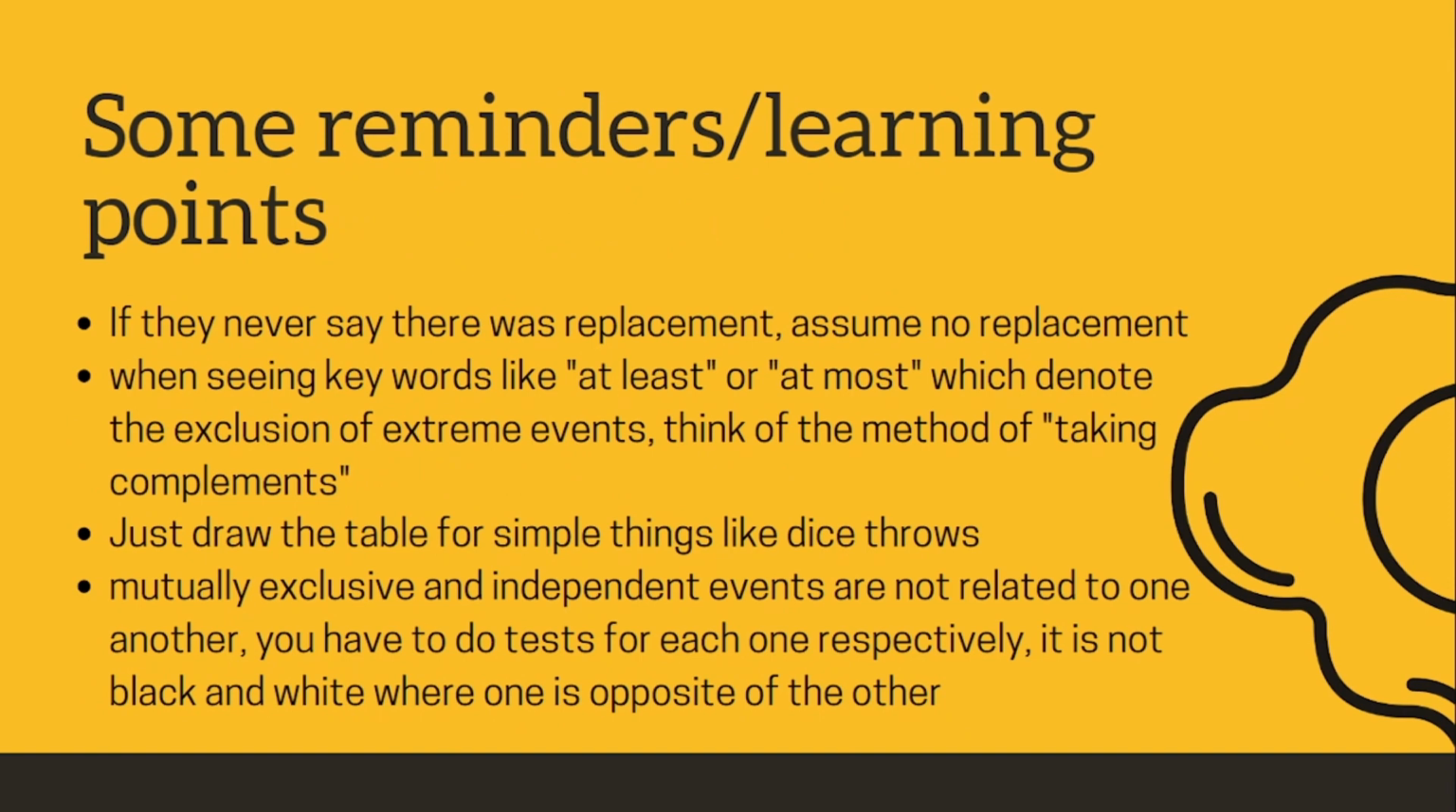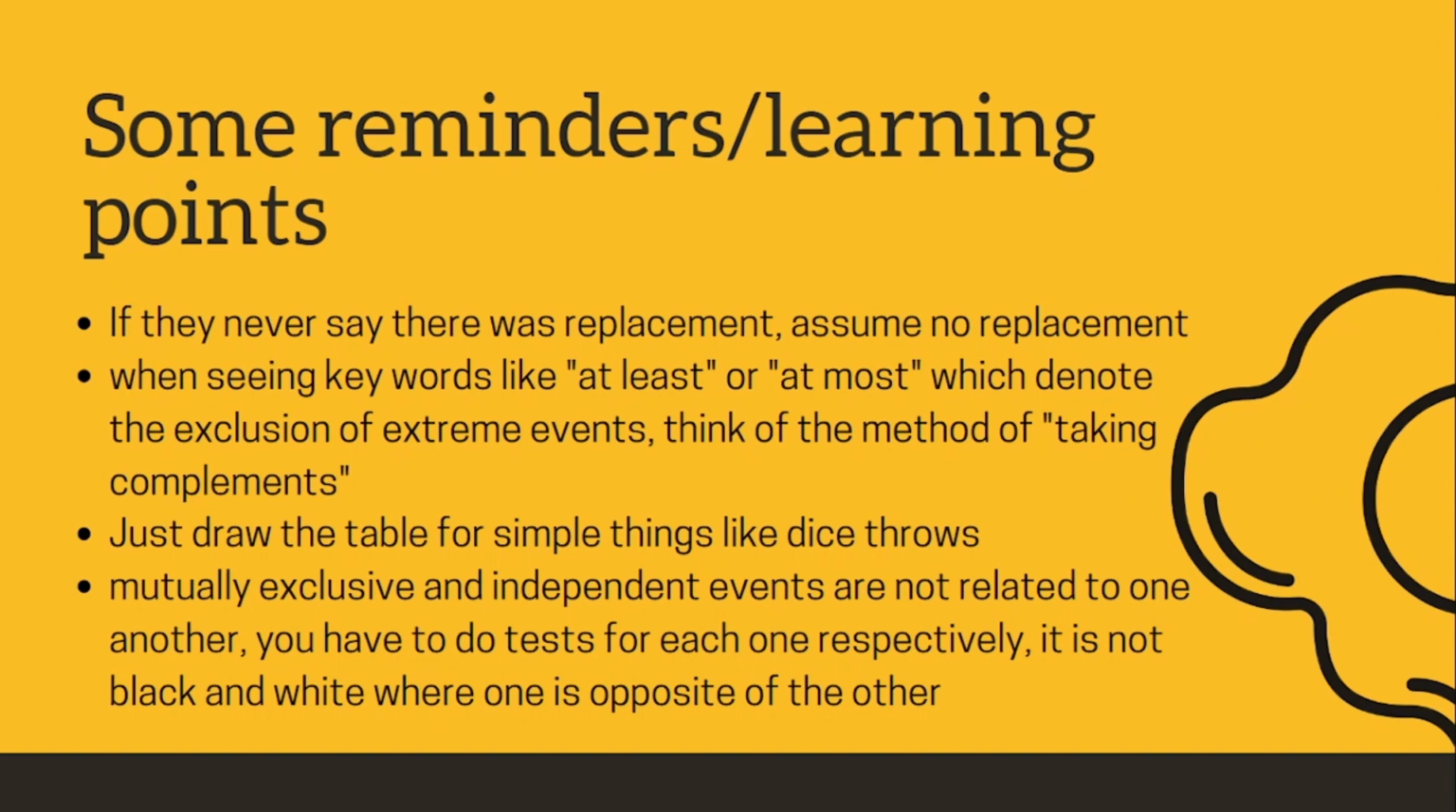So some reminders: if they never say there's a replacement, you will assume that there's no replacement. When you see keywords like at least or at most, this basically denotes the exclusion of extreme events, so think of a method of taking complements. Then in the case of dice throws, if there are only two dice, you can do things like drawing tables so as to show the two dimensions.